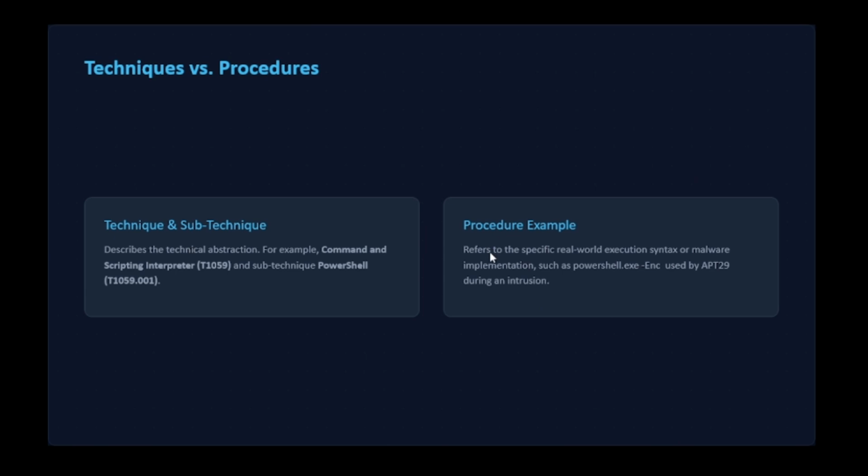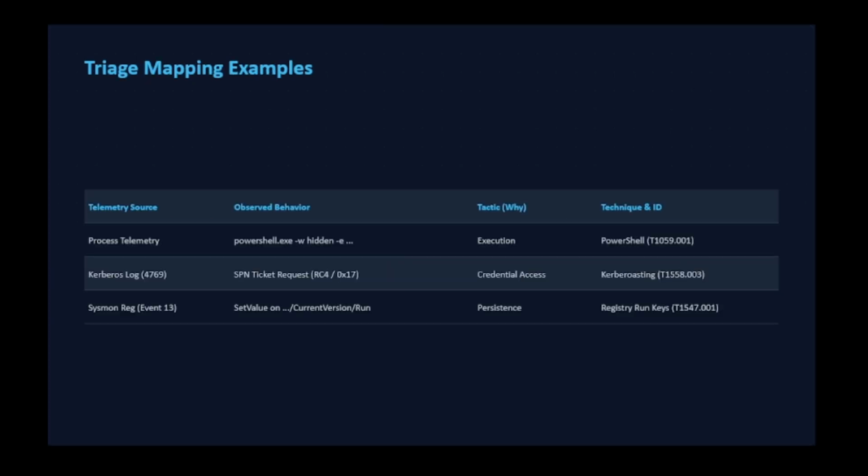And then the procedure example, which they give you in the MITRE matrix, refers to real-world execution syntax or even malware implementation and what it's used by. For example, APT29. Now, we talked about that looking at MITRE, so we're not going to spend a lot of time there. Here's just some mapping examples. So you've got your process telemetry comes in, it's PowerShell.exe with a hidden flag attached.